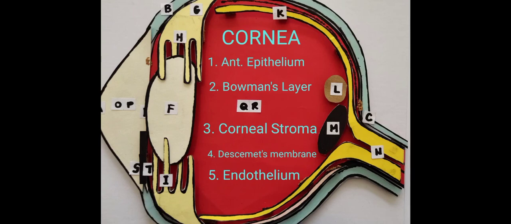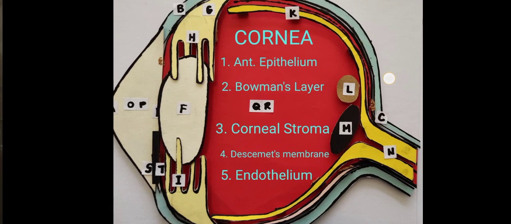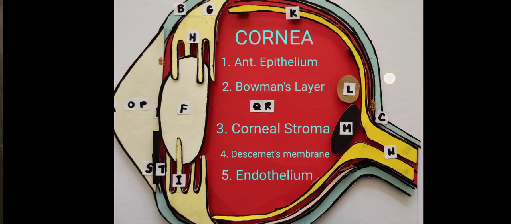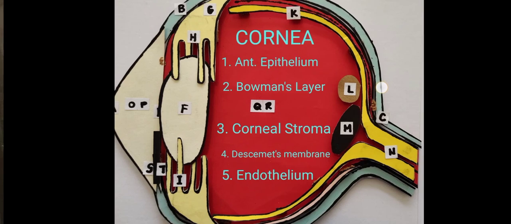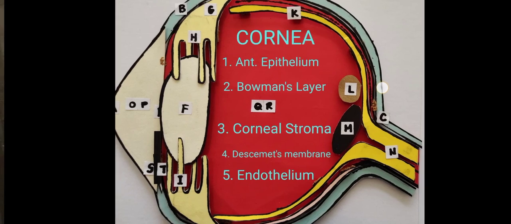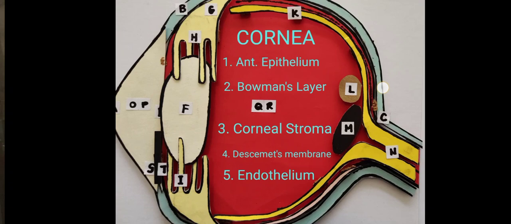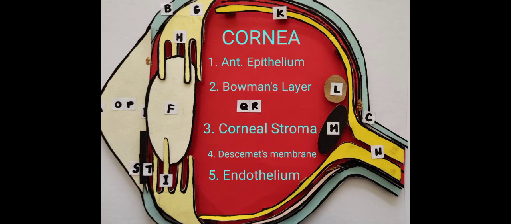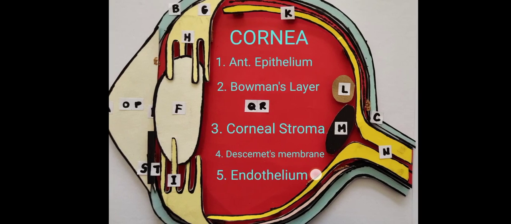Hi guys, in the last video I made for this channel, we talked about the basic anatomy of the human eye. Today, we're going to talk about a specific part of the human eye, which is the cornea. It is the most anterior part of the eye, and it is one of the most vital parts as far as vision is concerned.